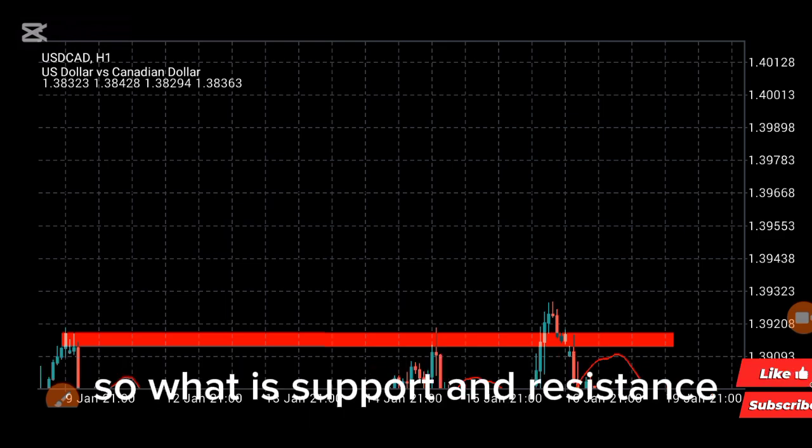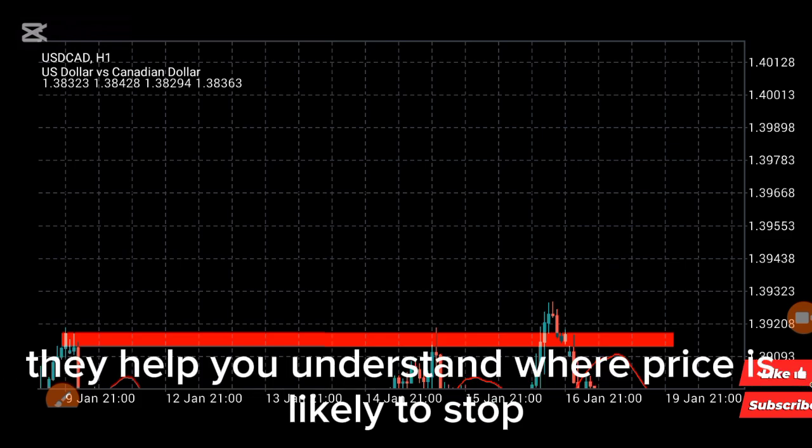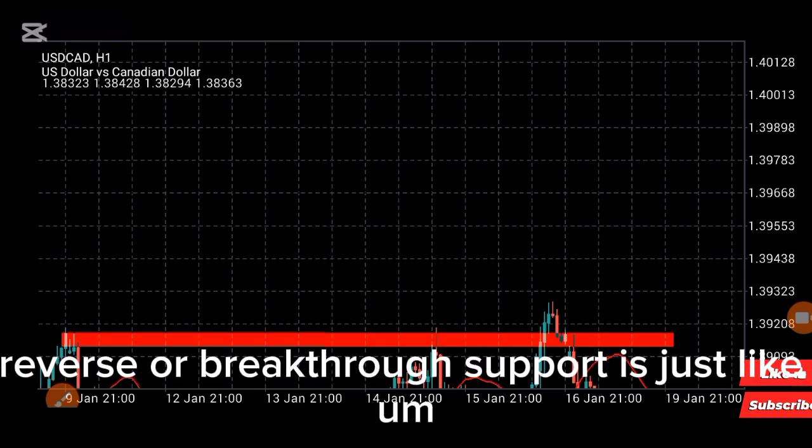Right? So, what is support and resistance? Support and resistance are two of the most important concepts in forex trading. They help you understand where price is likely to stop, reverse, or break through.